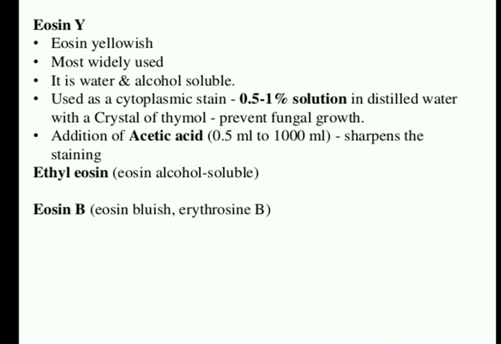Eosin Y is the most commonly used kind of eosin. Eosin Y refers to eosin yellowish. It is water and alcohol soluble. Addition of acetic acid sharpens the staining.